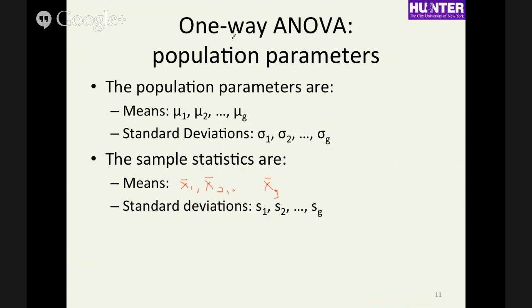So the population parameters are the ones that we don't have access to, but we assume that there is some true value, and the sample statistics are what we actually observe. And we have a mean and a standard deviation for each of our several groups.